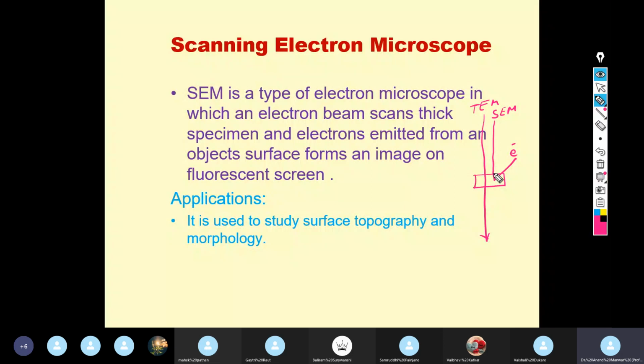These are the primary electrons which are bombarded on the specimen sample. Of course, a thick specimen sample can be used here, and it will excite the area where the primary electrons are bombarding. Now these excited atoms will release electrons which are called secondary electrons, and these secondary electrons which are emitted from the object surface actually form the image. So that is the major difference.